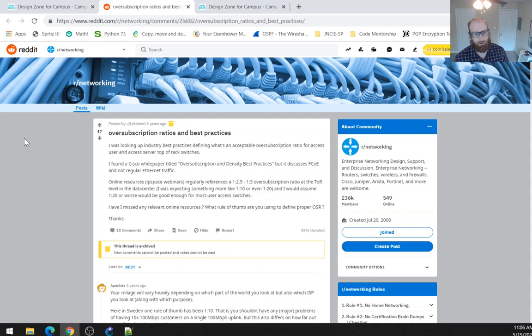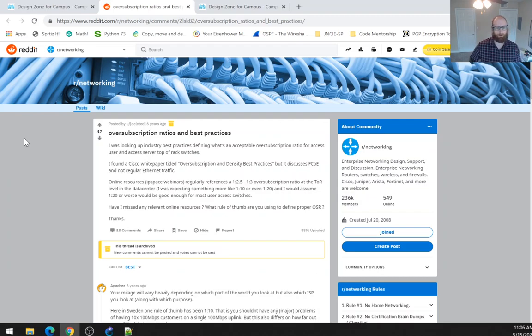Regularly references a 1 to 2 or 1 to 3 oversubscription ratio at the TOR level in the data center. I was expecting something more like 1 to 10 or even 1 to 20. What the hell? I would assume 1 to 20 or worse would be good enough for most user access switches. Have I missed any relevant devices?